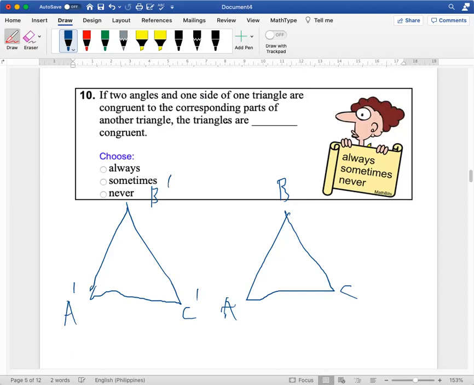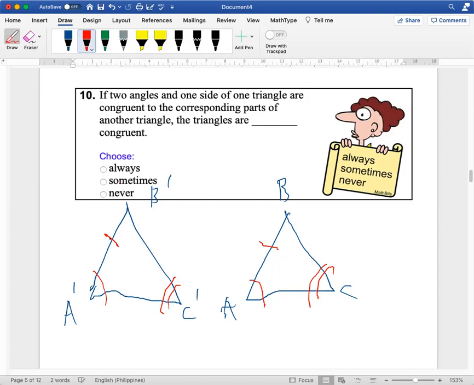Okay, if two angles and one side of one triangle are congruent to the corresponding parts of another triangle, so there are two angles. Let's say we have angle A and C to C prime. Another one is one side of one triangle. Let's say that side is here. The triangles are blank congruent. Let's identify: will it be always congruent, sometimes congruent, or never congruent?